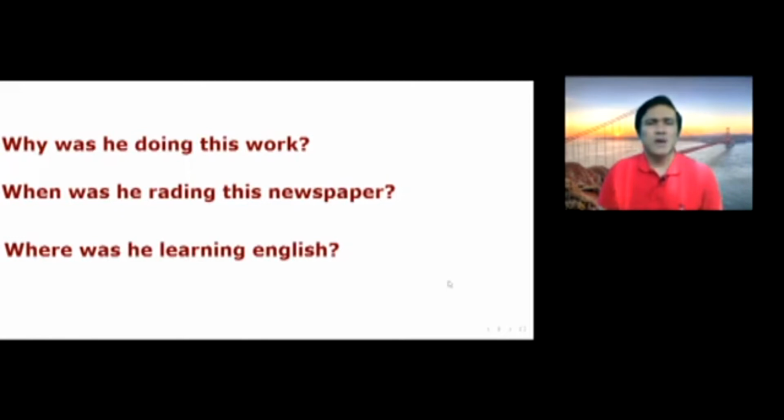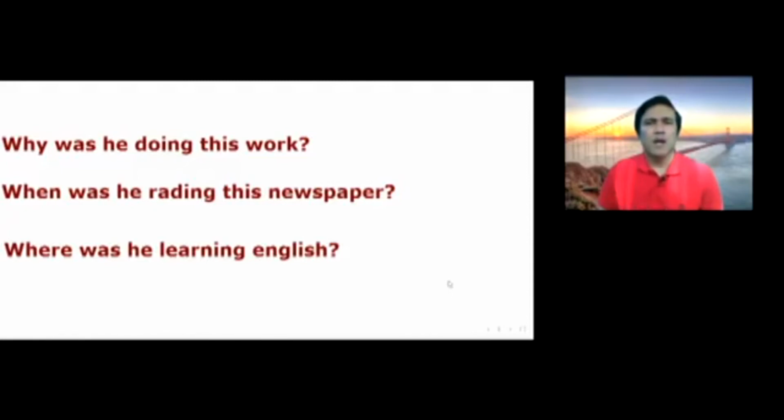Now come to the where, means kothai. Where was he learning English? Tini kothai English shikchilen. Where was she learning English? Where were they learning English? Where were we learning English? So in this way, we can make a lot of sentences by following this form.